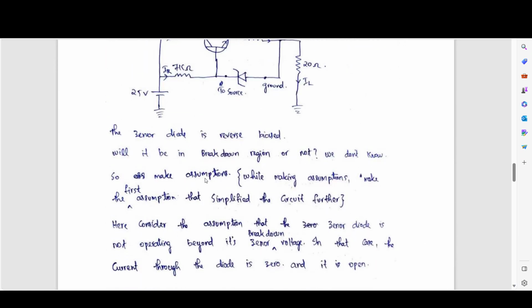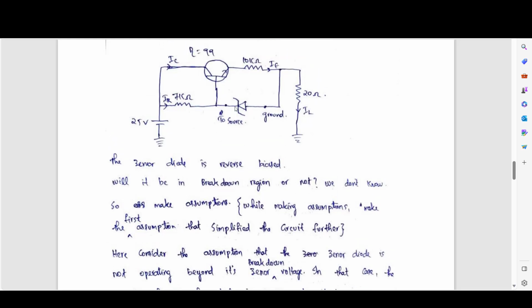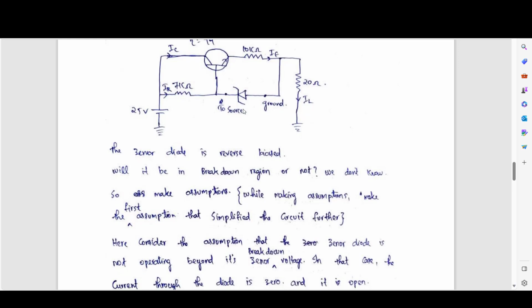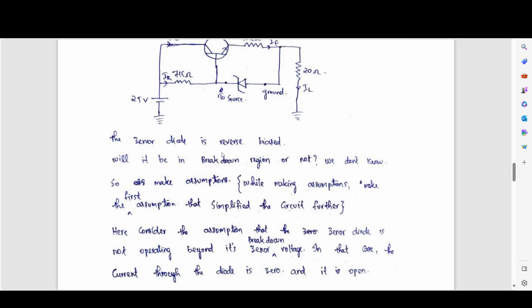But usually, questions of this kind have two cases, but we are not sure. This is reverse biased. The two cases are whether the reverse biased voltage is less than that Zener breakdown voltage, or it has overcome that threshold. We don't know. Will it be in the breakdown region or not? We don't know. So in these cases, usually we make assumptions.